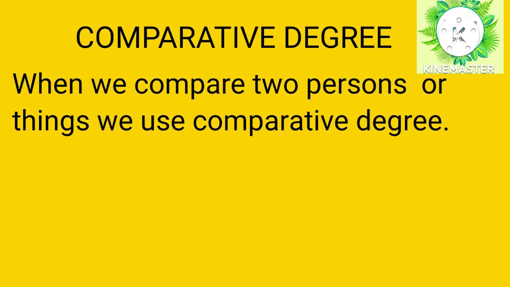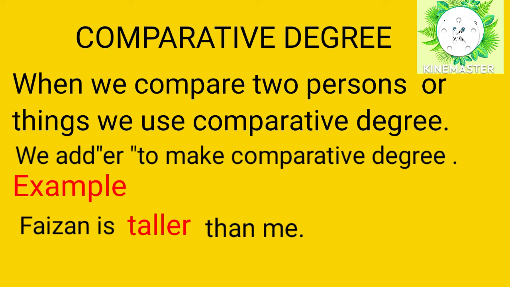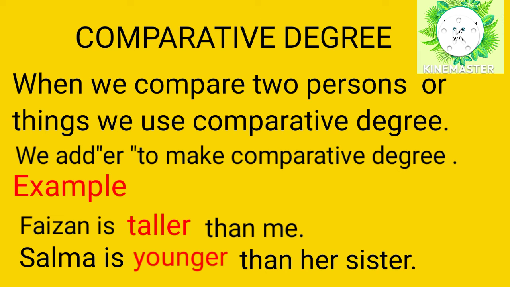Comparative degree. When we compare two persons or things, we use comparative degree. We add ER to make comparative degree. Example: Faizan is taller than me. Salma is younger than her sister.